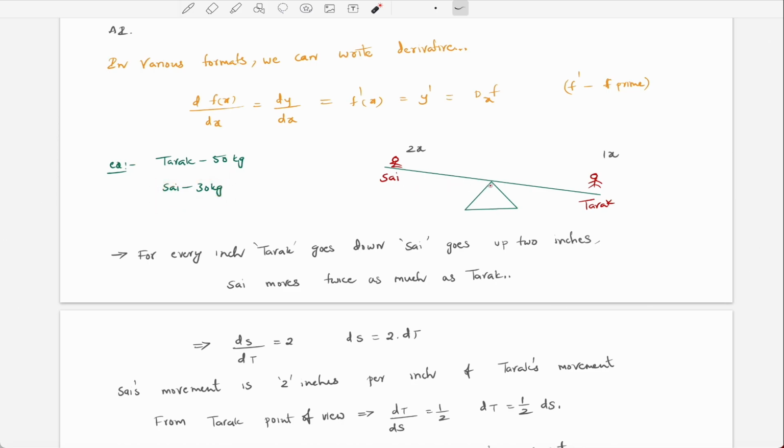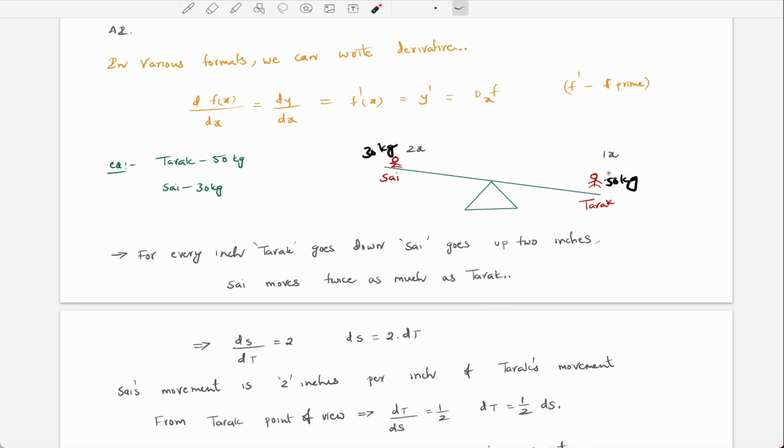If you remember, in our childhood we used to play this game, right? If one side goes down, the other goes up, and if that goes down, this one goes up. So Tarak is sitting over here and Sai is sitting over here. Tarak is 50 kgs and Sai is 30 kgs.